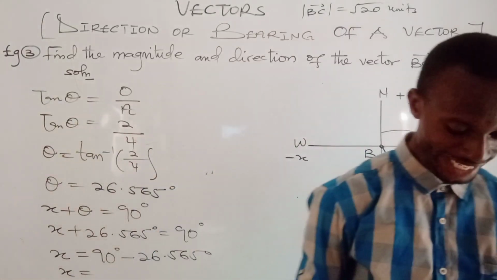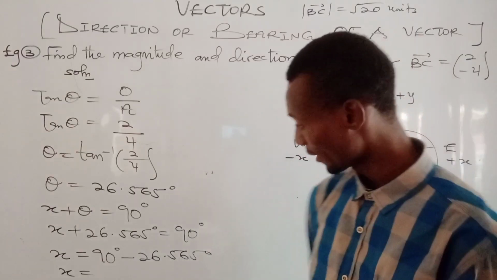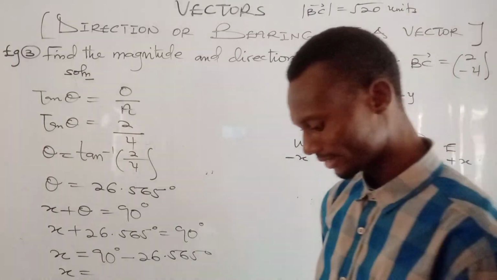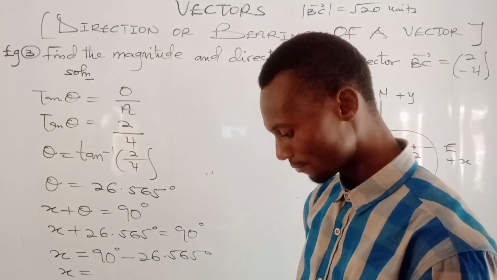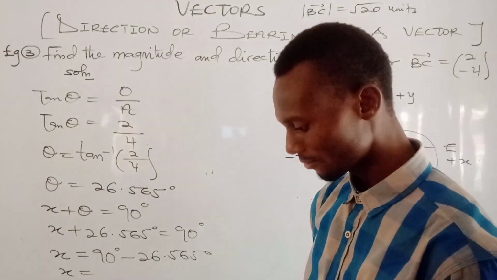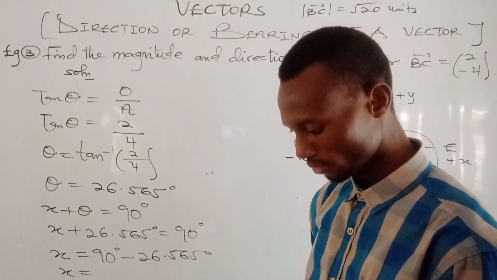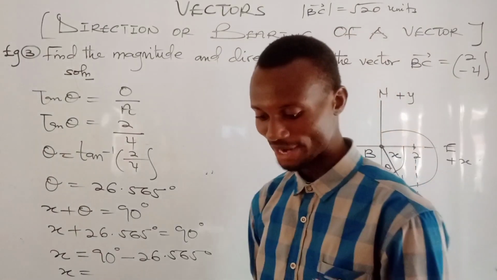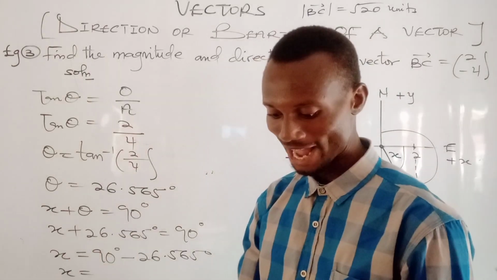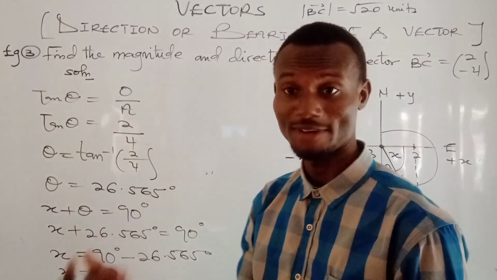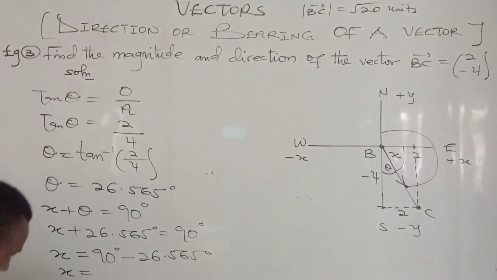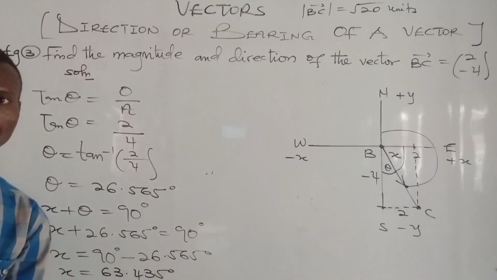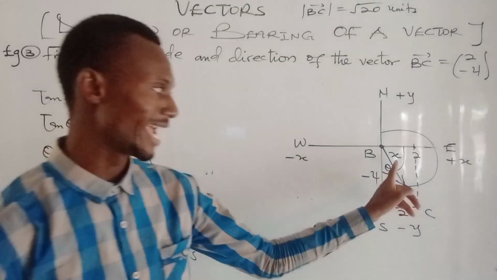So 90 degrees minus 26.565 degrees, which will give us 63.435 degrees. Okay, so my S equals 63.435 degrees. So that is the value of the angle S, which is here.